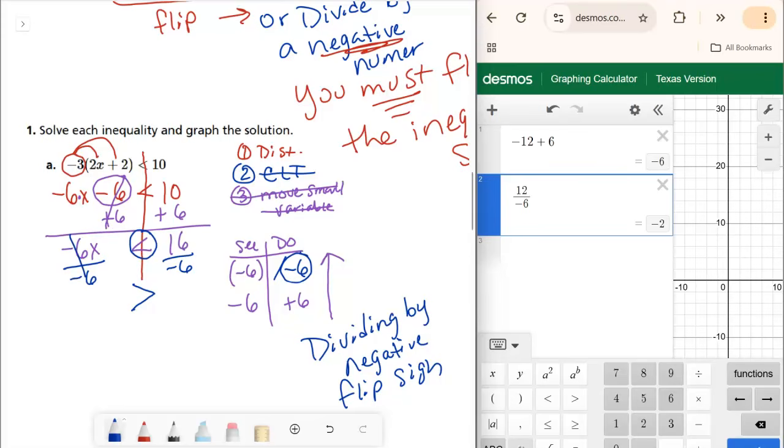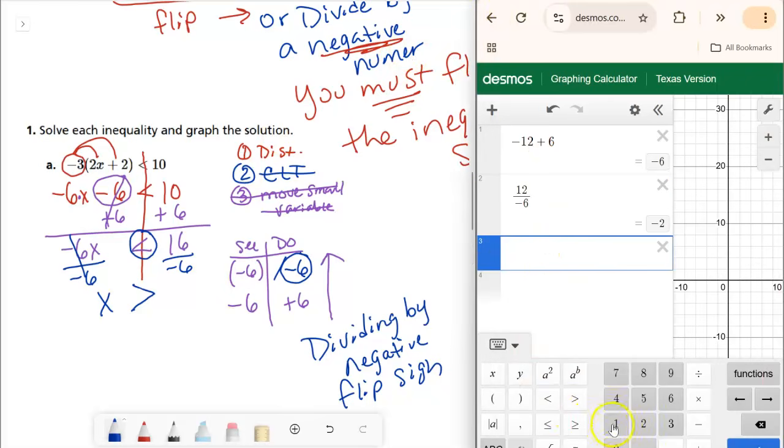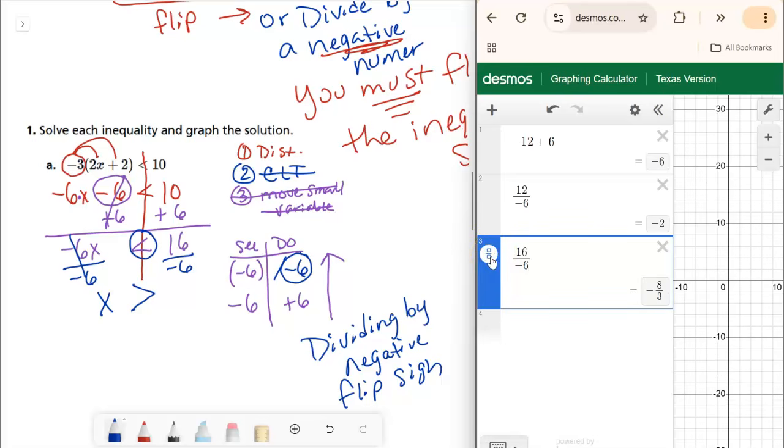So the negatives cancel. That gives me x is greater than, and then I type in Desmos, where did my mouse go? There it is. 16 divided by a negative 6, and hit the fraction button. It gives me a negative 8 over 3.